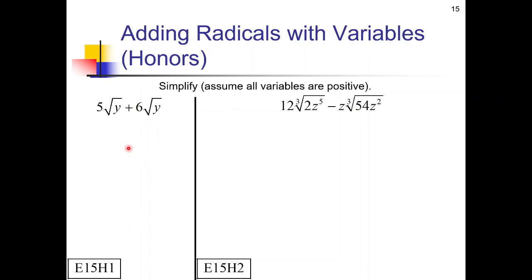All right, so because we have like radicals, we can just combine these together, add the like terms. So this is just going to be 5 plus 6, or 11 radical y. So not too bad there.